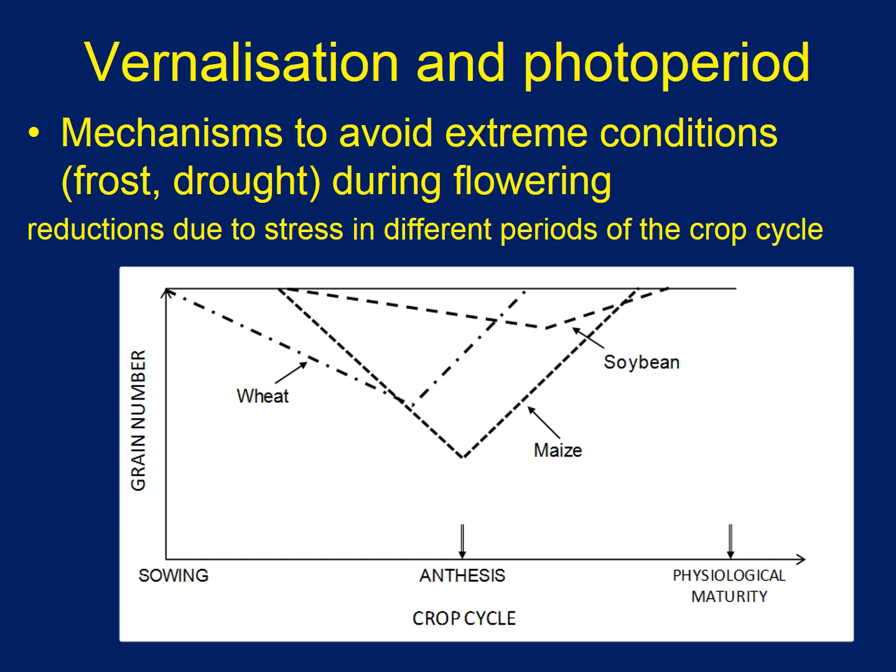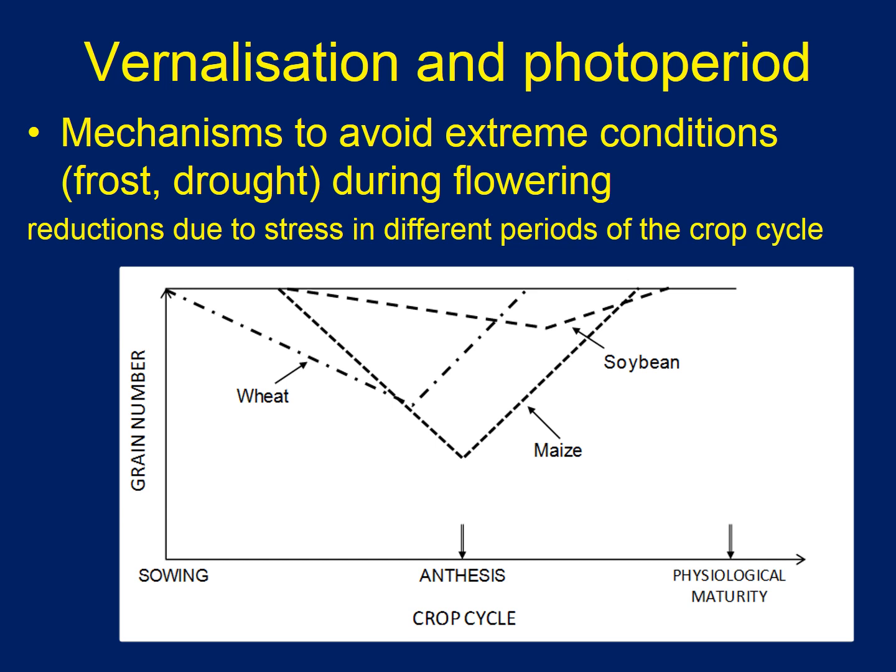We said also that there is a response to low temperature which is called vernalization. This process, as well as photoperiod, are mechanisms that allow the avoidance of extreme conditions like frost or drought during flowering. In this graph, we see the reductions in grain number due to stress for different times of the crop cycle, growing from sowing to anthesis to physiological maturity.